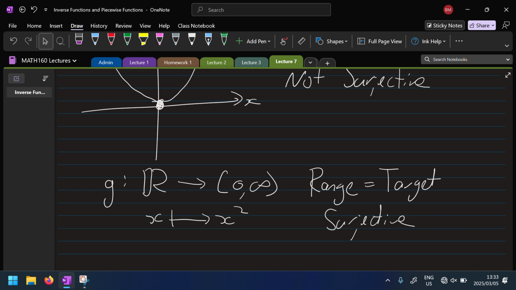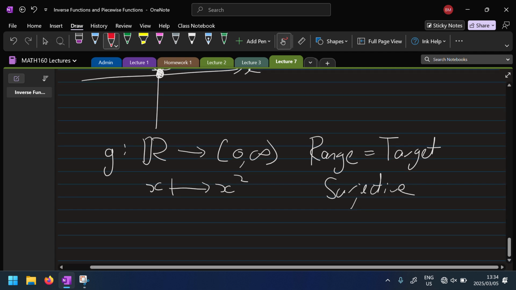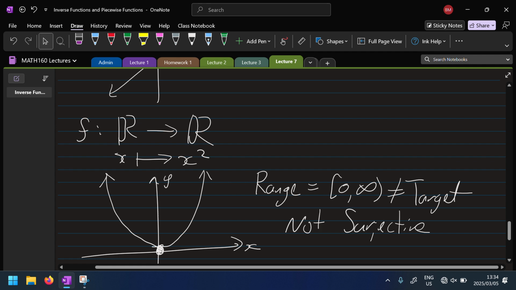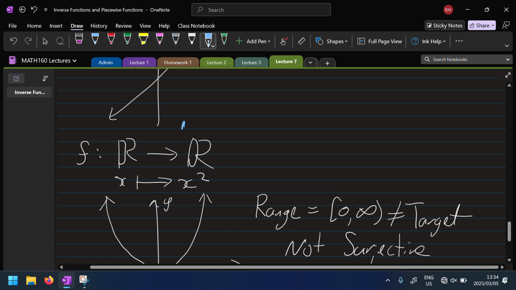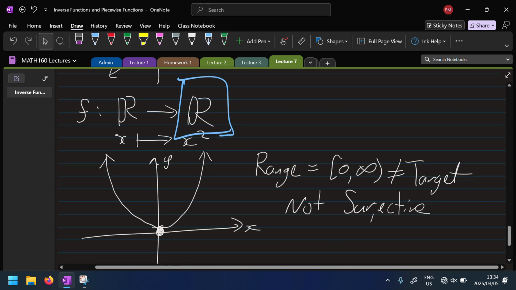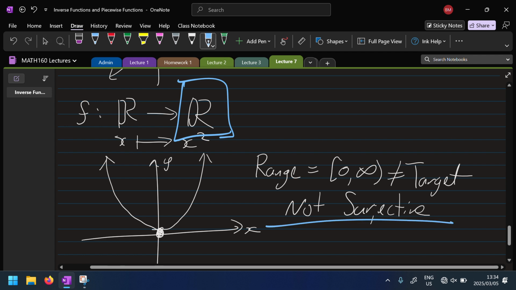Okay. So all of this comes down to what the target is. So if I give you some other target, in this case 0 to infinity, it now changes from being not surjective to being surjective. So please put a big box around the target that we chose for this one, and then underline surjective. And then over here, you put a big box around this target, and this is not surjective.